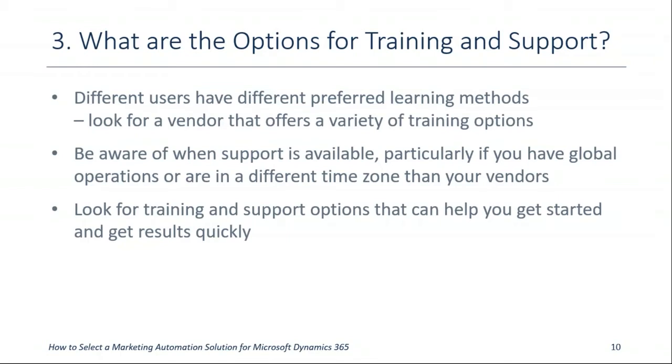In addition, support should be offered in different ways to suit your company's needs and operating hours. This not only demonstrates that there is help available when you need it, but it also ensures that you can get started and get results quickly. And as a side note to this, making sure your users attend and actually leverage the training is just as important as making sure the marketing automation vendor offers these services.